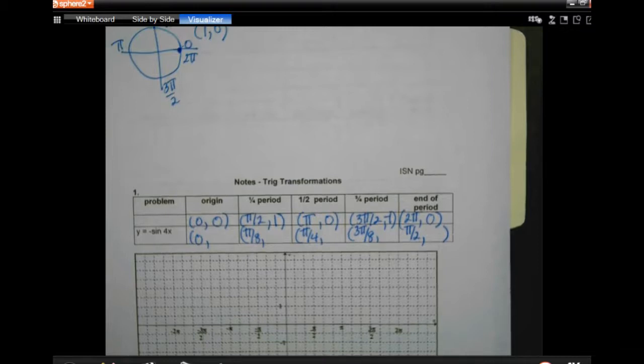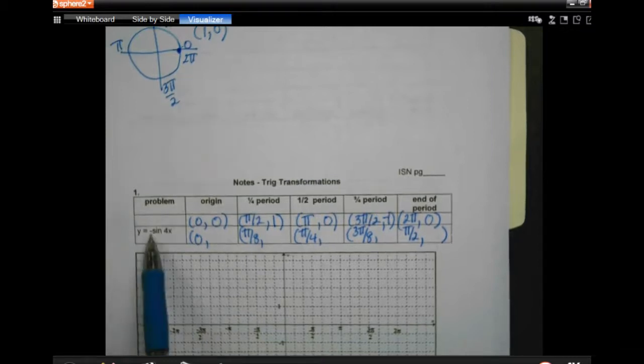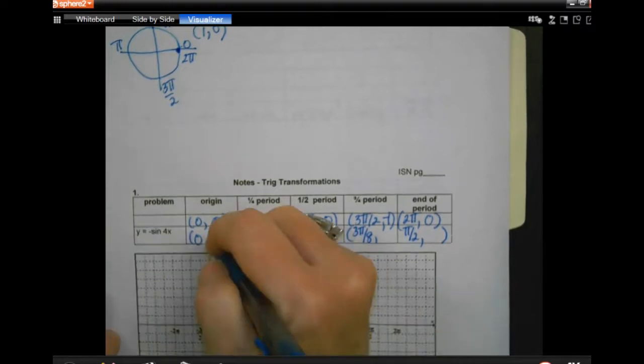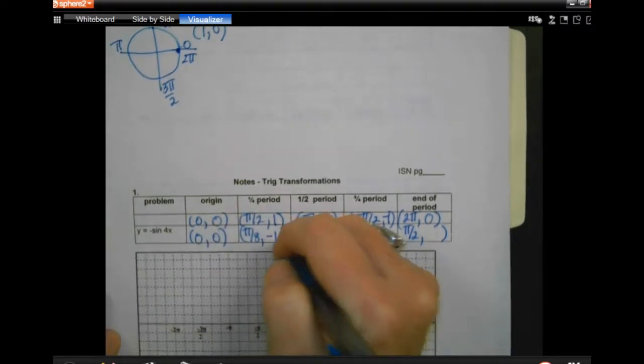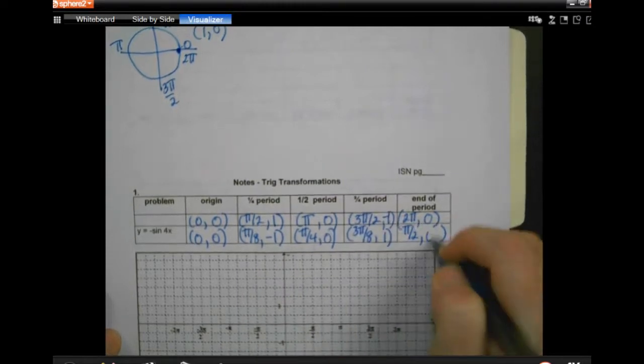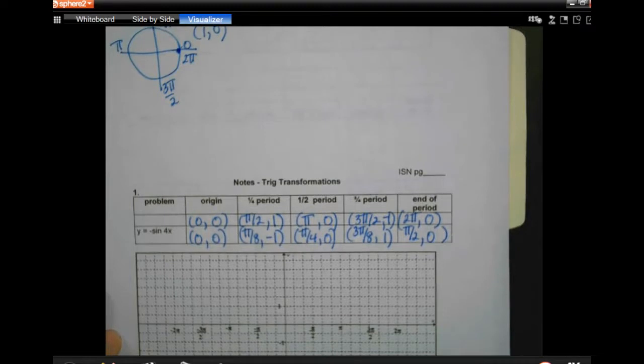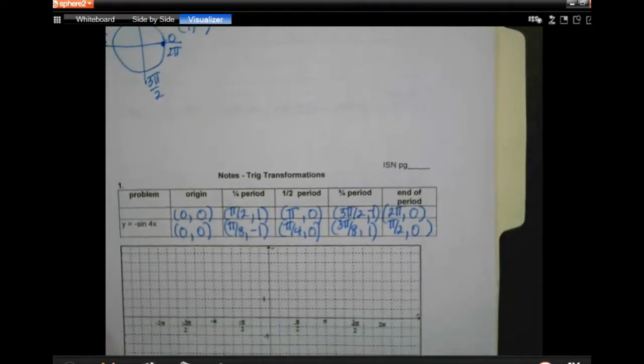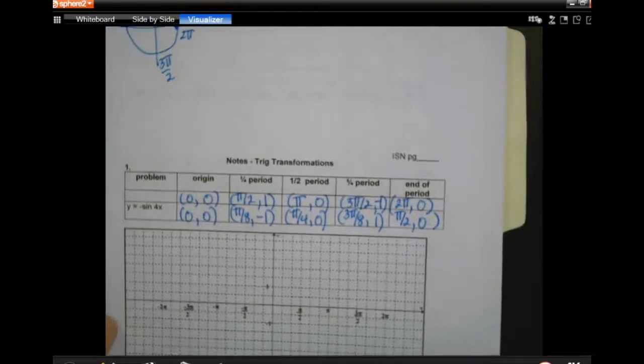It is. So then, what do I do with the negative? You multiply the y times the negative. So 0, negative 1, 0, 1, 0. So these are your transformation points.